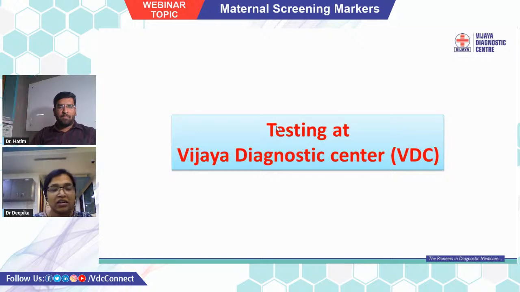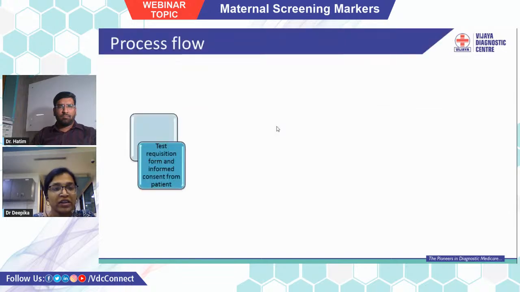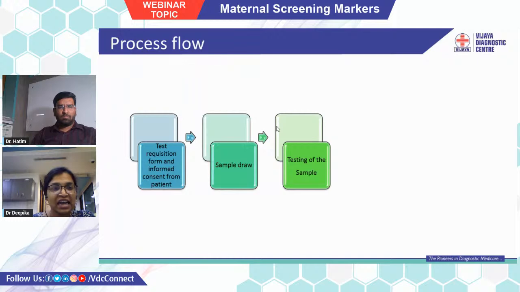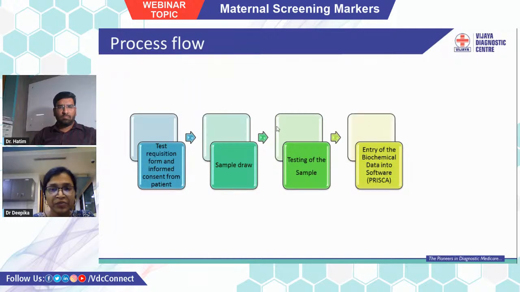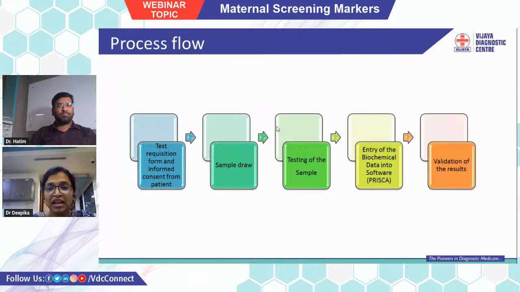So what is the testing we follow here at VDC? The process flow is, we have a test requisition form and we take informed consent from the patient. Then we draw a sample from the patient under aseptic conditions. That sample will be tested in our laboratory at Himayat Nagar. And once the biochemical testing is done, the biochemical data as well as the radiological findings are entered into the software. The software we follow here is Prisca. And then the results are validated by the consultants.